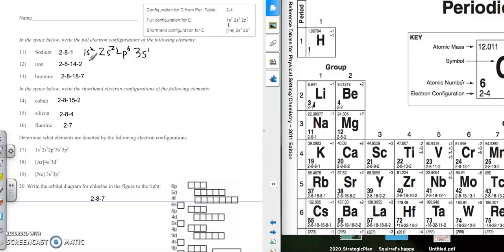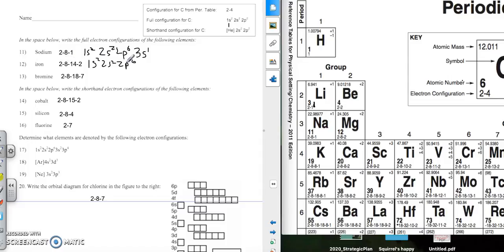Okay, now iron looks like it's starting out the same way, so we're going to have a 1s2 and a 2s2. And again, I apologize, I'm not really good at writing with my mouse pad and my finger. So far, that right there gives us the 2 electrons and the 8 electrons that we see here and here.